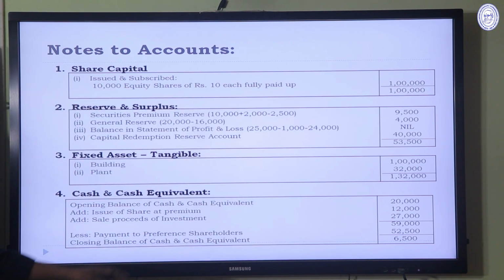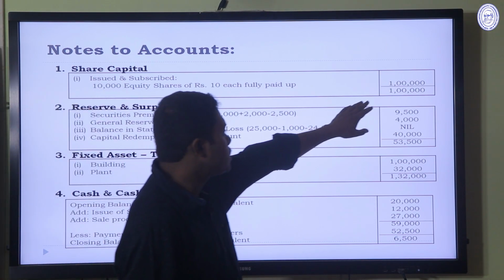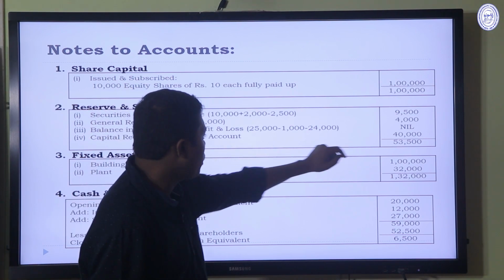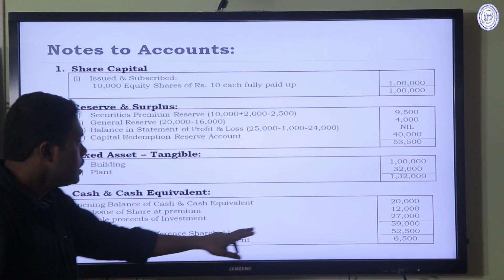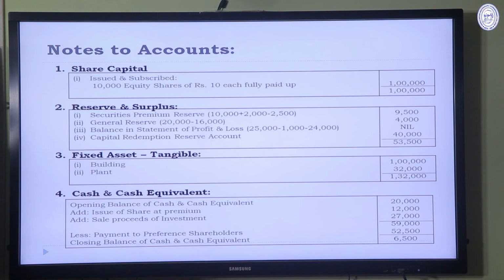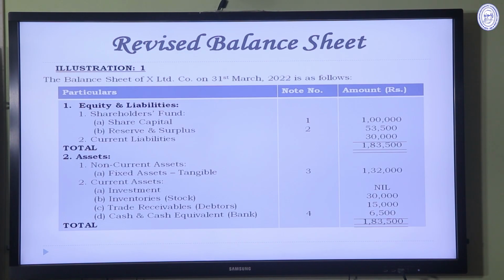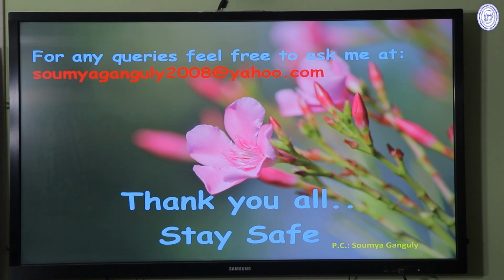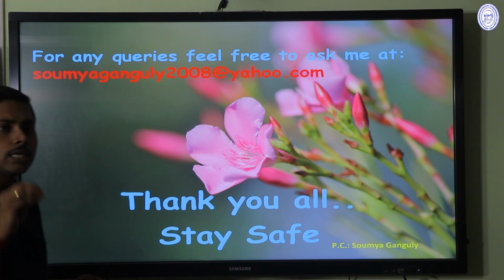So these balances will be reflected in the balance sheet, that is 1 lakh share capital, 53,500 as reserve and surplus, and 6,500 is your bank balance. Just see in the balance sheet, it is as per the notes to accounts. Okay. So this is all about today's class.